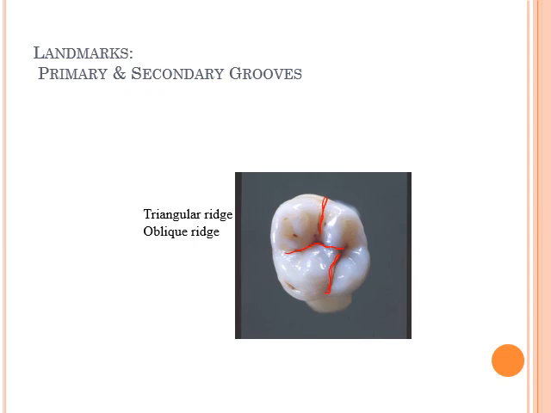For a secondary groove, we'll take this mesiobuccal triangular ridge as an example. Within this area, you can see smaller secondary grooves breaking up parts of the tooth. You will be creating these details and waxing them up as you work on your exercises in the lab. More examples of secondary grooves you can see here.